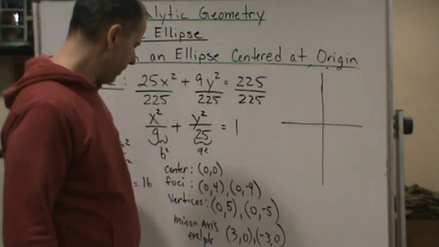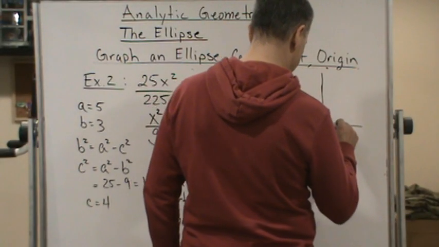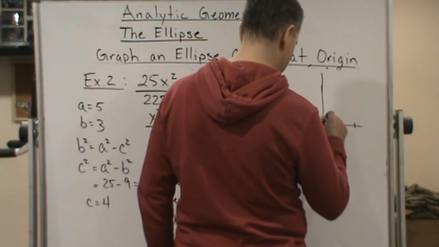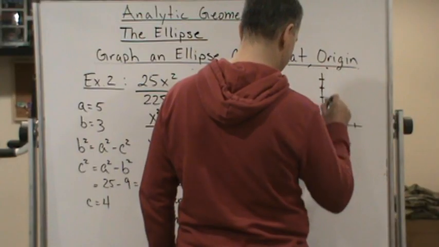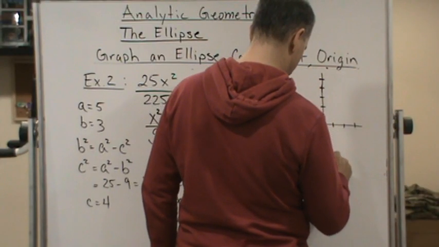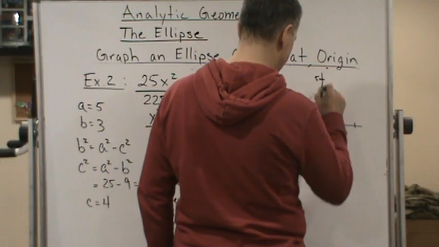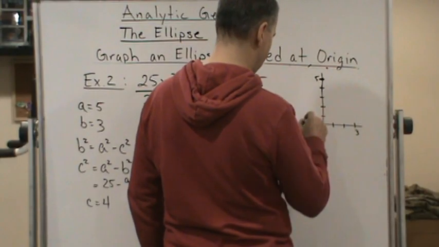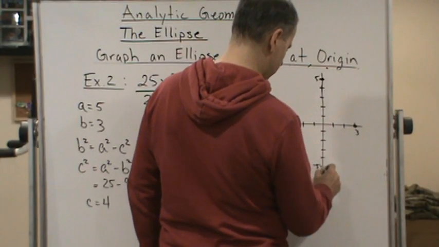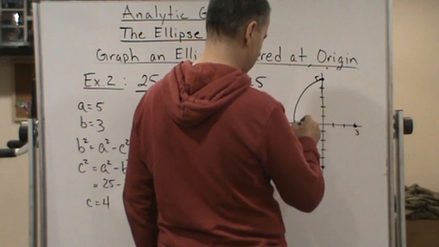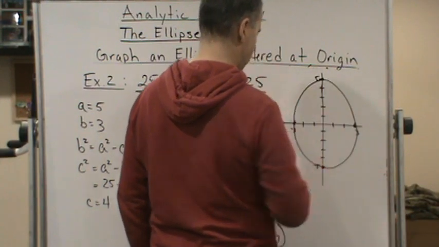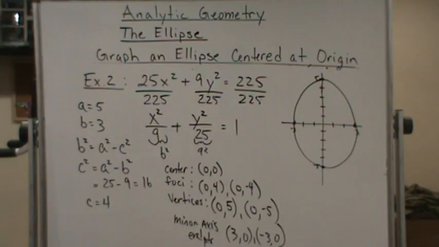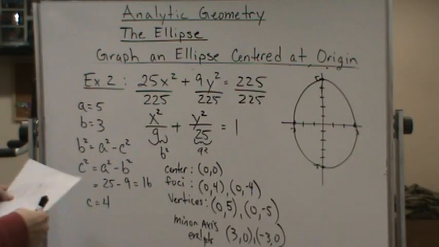So we're going to be at 5 and 3. So it's going to be what? It's going to be 1, 2, 3, and then we're going to go 1, 2, 3, 4, 5. So this is 5, -5, -3, 3. So again, all I'm going to do is just try to carefully connect them. Like a little egg. All right. Not bad.